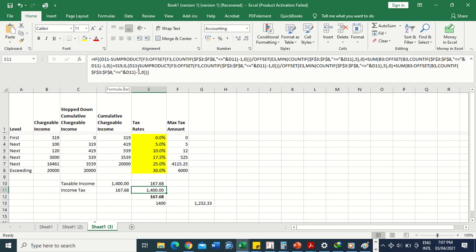So it's a mixture of IF, SUMPRODUCT, OFFSET, the OFFSET function, and MIN. So it's simple though, but it's still complicated, and I'll figure out a way to compress this one. But I'll do a video on this particular one so that I can also share it with you.